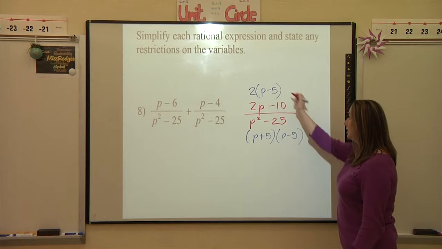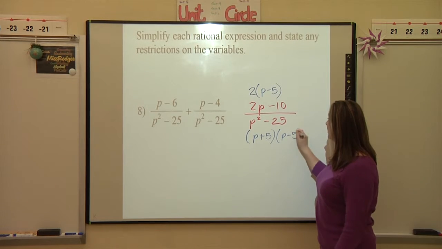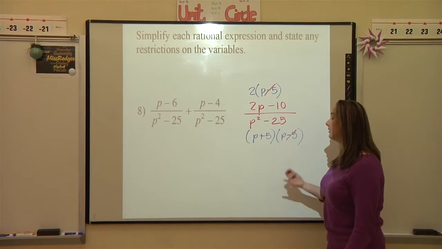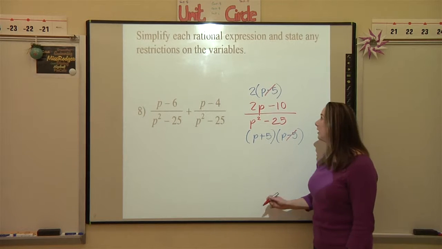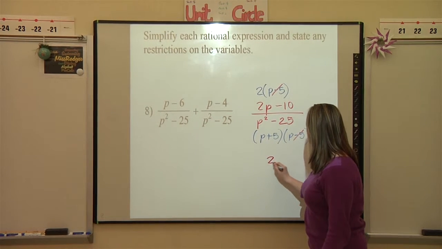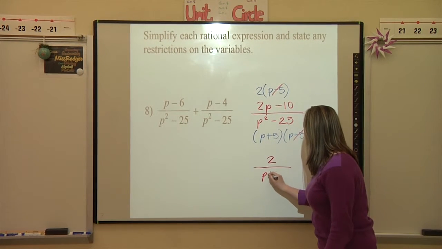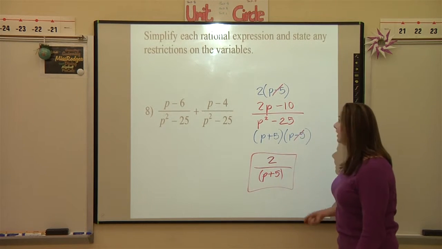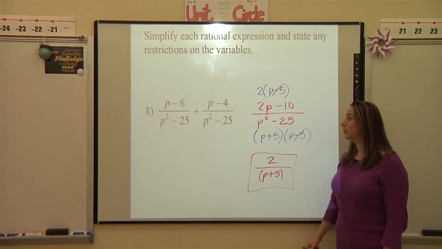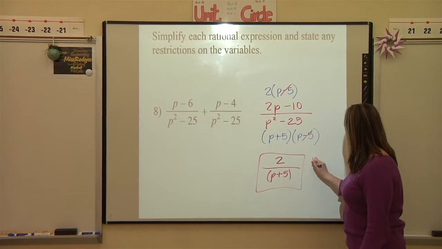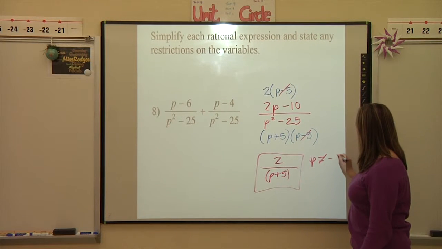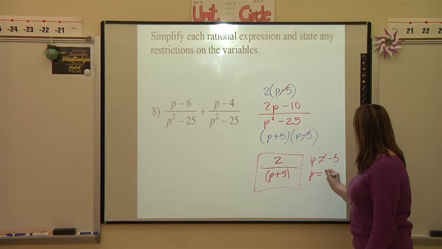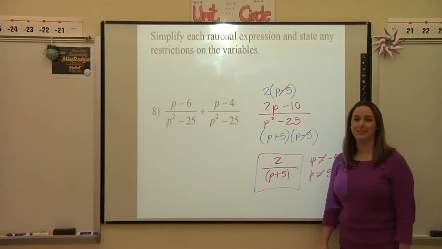Now, if you look at the blue values, I can clearly see that p minus 5 and p minus 5 are going to cancel out. This means my final answer is 2 over p plus 5. Again, restrictions on the variables is going to be p cannot equal -5 and p cannot equal +5.